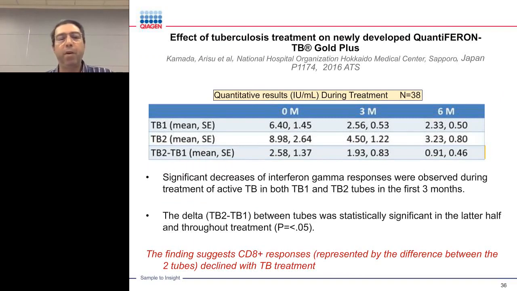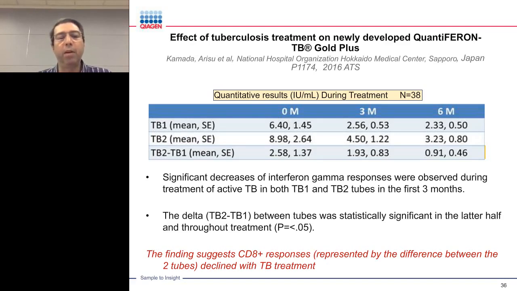And just going a little bit further into the notion that CD8 T cells are a biomarker for bacterial burden, there was a study published looking at the outcomes during treatment. And this was quite interesting, where you're looking at the amount of gamma interferon that is being produced at 0 months, 3 months, or 6 months post-treatment, and showing really that the TB1 or the CD4 targeted signature declined somewhat at 3 months, but then really leveled off over 6 months, and TB2 also declined at each point.